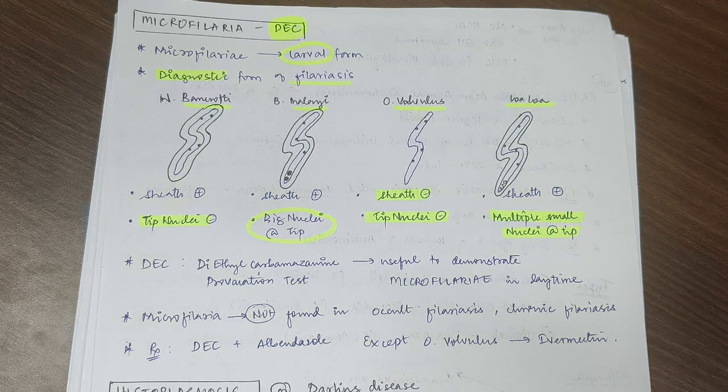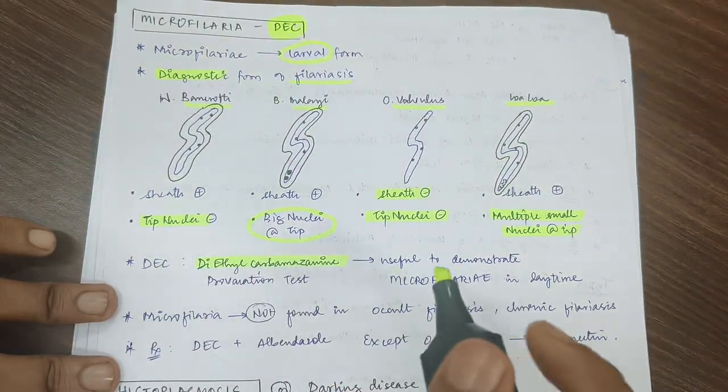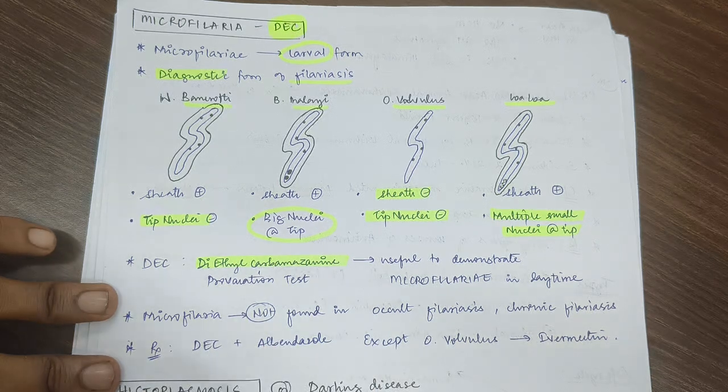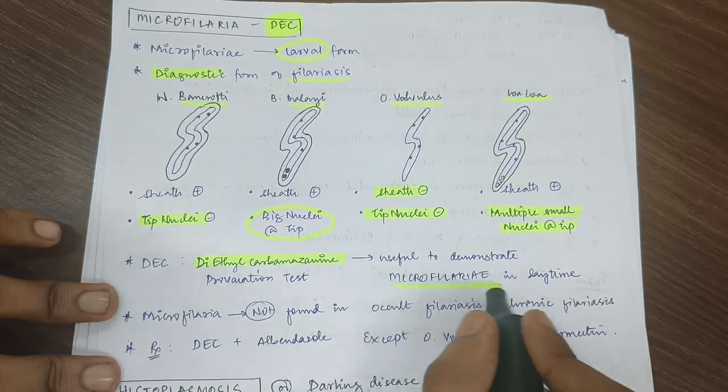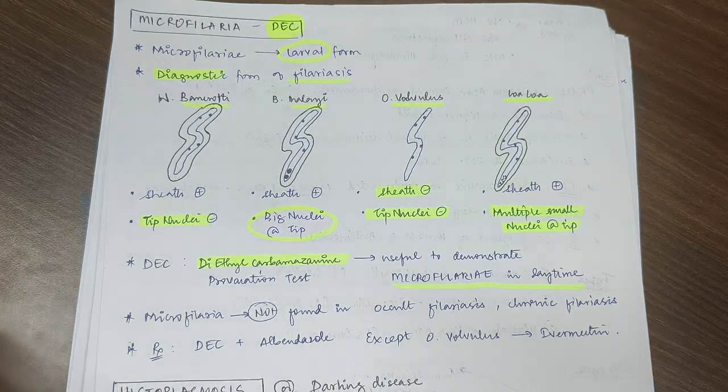Remember like this. Then diethylcarbamazine is the drug of choice, and it is also used for diagnosis as a provocation test to demonstrate the microfilaria in the daytime. These are very notorious. These microfilaria don't come out in the daytime and are always hiding. Once it is sleeping time, that is in the night, they come out and cause massive infection.